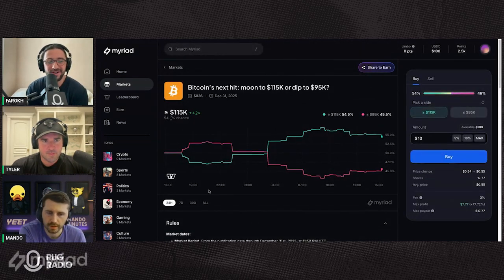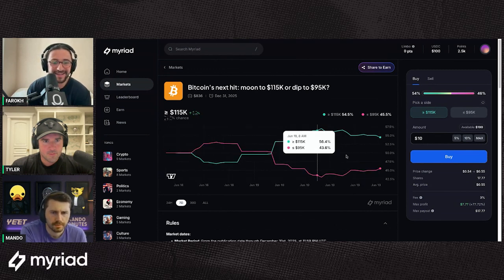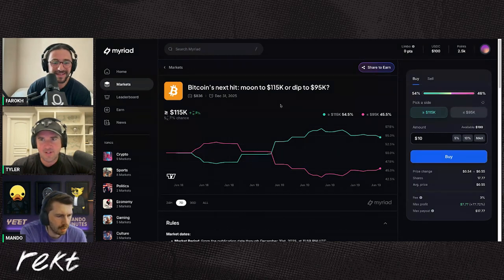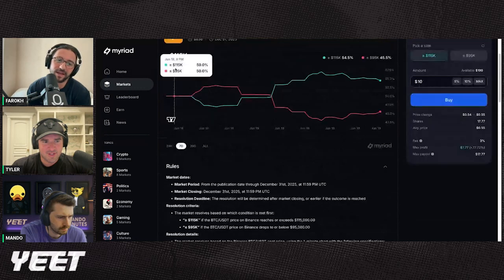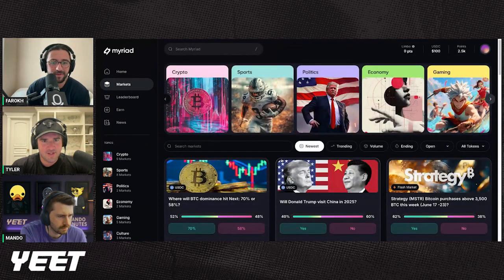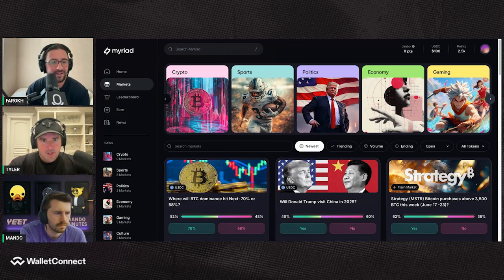Wow! Look at this chart. I like this market. Bulls in control. Slightly, yeah. Look how clean. Man, the new UI is nice. Shout out to the Myriad team. God, it's so clean. I feel so good right now. I look at this, my eyes are really happy.